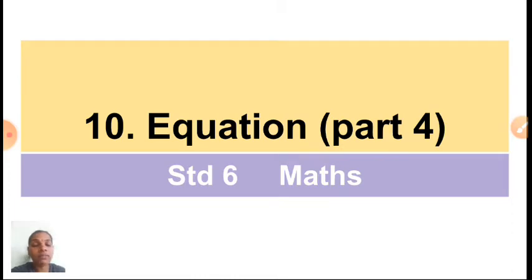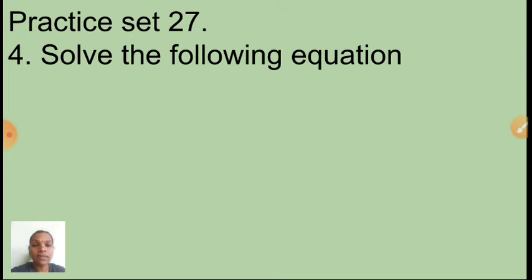So practice set 27 is going on. See here children, practice set 27. Fourth question is solve the following equations. Here total 8 sums are there. Already we solved 4 sums. Remaining 4 sums I will solve today. Understood children?